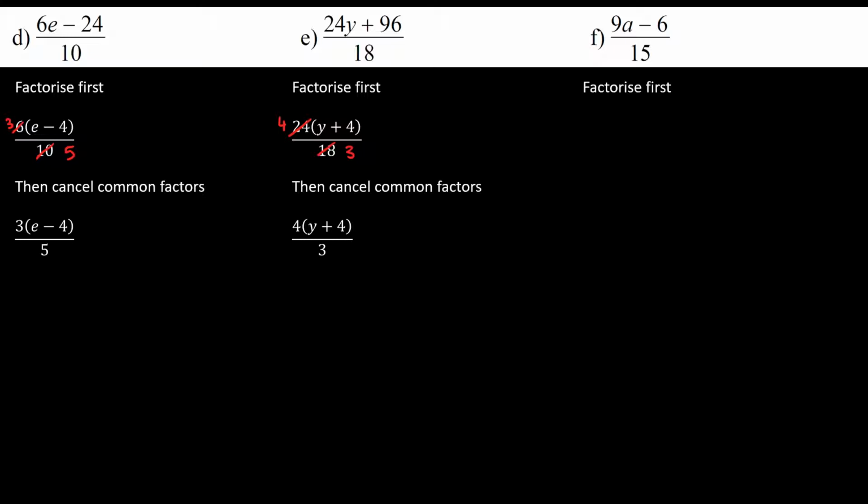With F, we can take out a 3. We have 3a minus 2, and then we have a 3 over 15, which is going to cancel to 1 over 5, because we divided the top and the bottom by 3. So then, of course, we don't even need the brackets on the top anymore because it was just a 1.